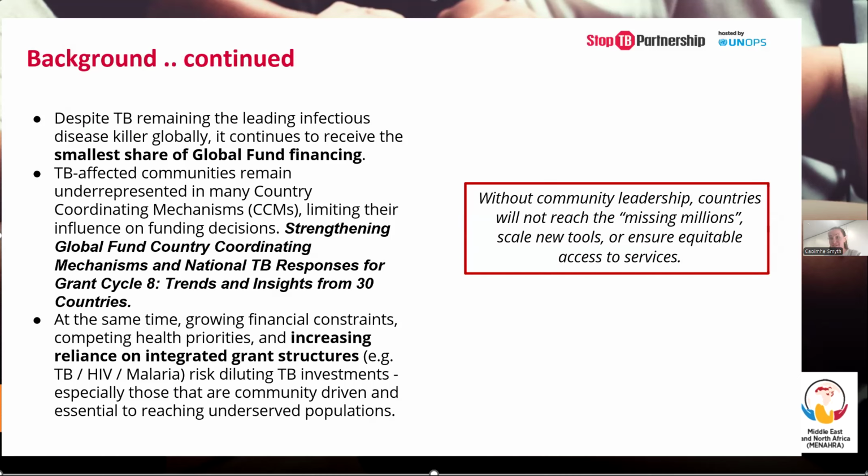Despite this, and despite TB remaining the leading infectious disease killer globally, it continues to receive the smallest share of Global Fund financing. What is also true is that TB affected communities remain underrepresented in many of the country coordination mechanisms, limiting their influence on funding decisions. This will become apparent in a report that we are going to be releasing by the end of this month, entitled Strengthening Global Fund Country Coordinating Mechanisms and National TB Responses for Grant Cycle 8, Trends and Insights from 30 Countries, a report that was done in collaboration with CCM representatives, 10 community and civil society organizations, and having perspectives from 30 countries.